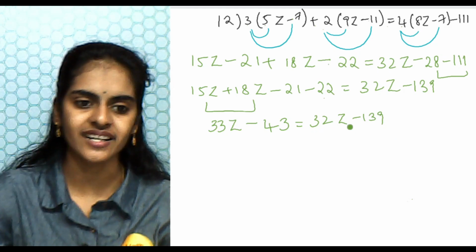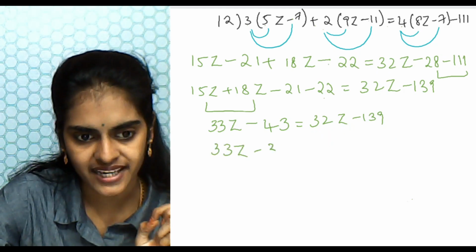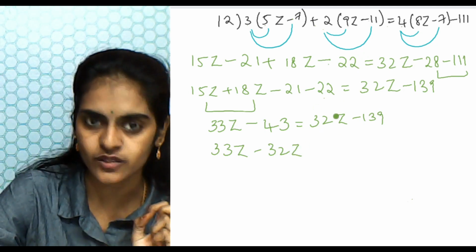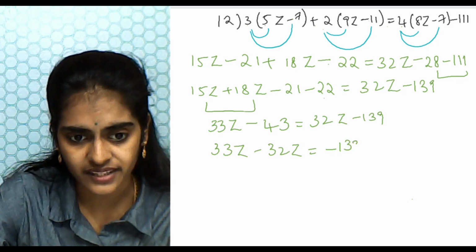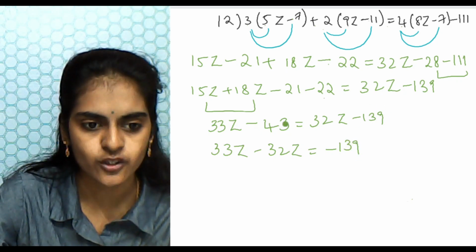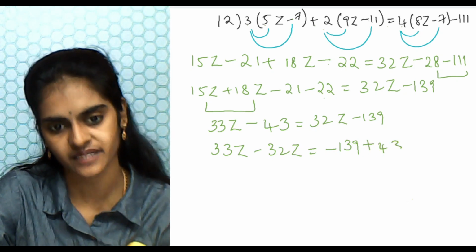Okay, so now let me take all the z terms to one side. So 33z minus 32z, this is plus 32z, going to the other side becomes minus 32z, is equal to minus 139 you have here. Yes, so bring this minus 43 to the other side, becomes plus 43.